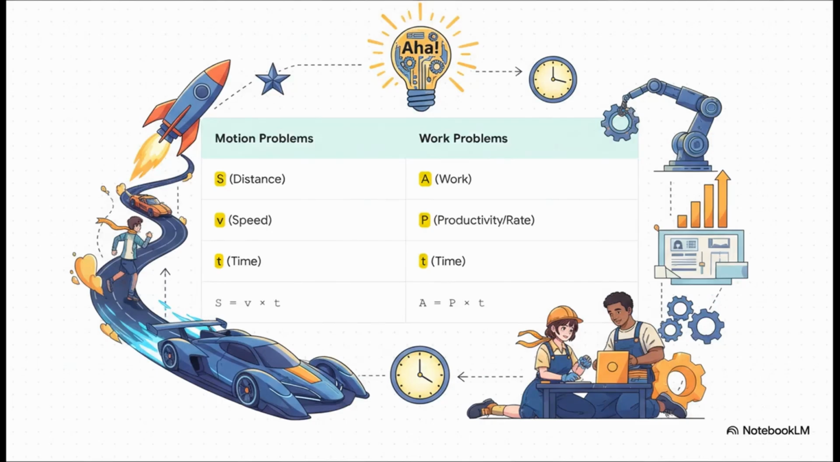Okay, get ready for the aha moment, because this is it. Look at this comparison. For motion problems, we have distance, speed, and time. For work problems, well, distance is just the total work you need to do. Speed becomes productivity, our work speed, and time, well, time is just time. The formulas are identical, so that means work equals productivity times time. It's the same formula, just with different labels.